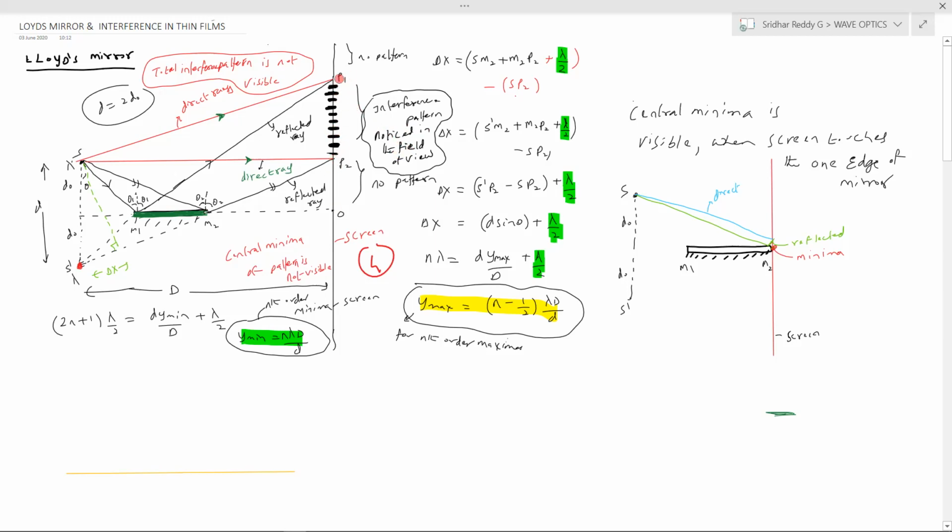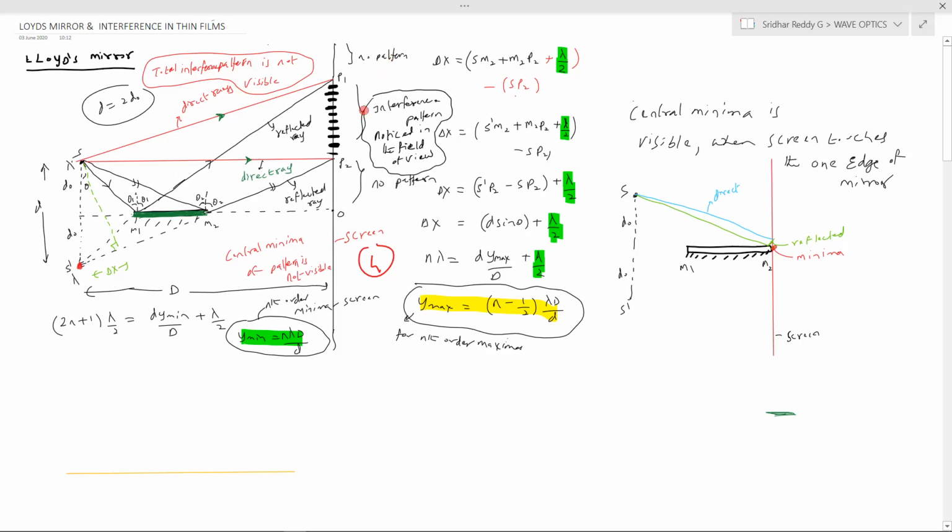Why above P1 P, or at OP2 and P1 P, is there no interference pattern? Because only the direct rays reach that part of the screen, and the reflected rays will not reach the screen. And where do we see the interference pattern? Only in the region, a part of the screen which lies in the field of view of the mirror. There the interference pattern will be noticed.